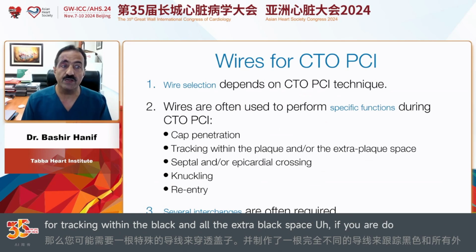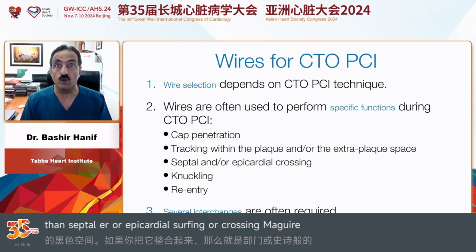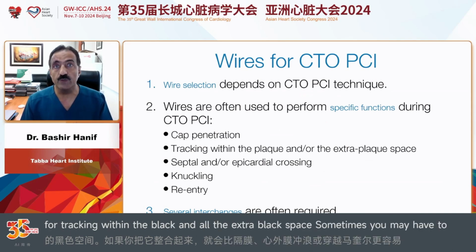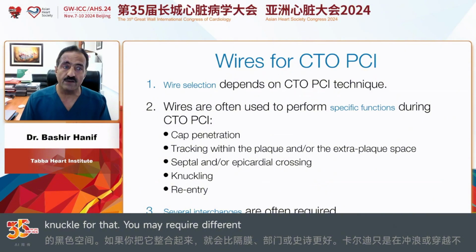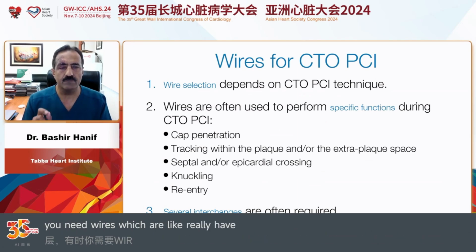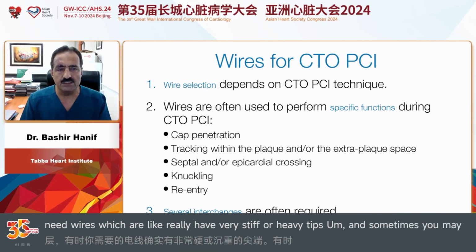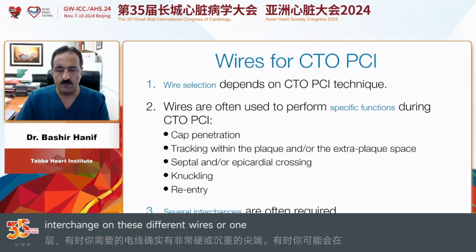If you are doing retrograde, then septal or epicardial surfing or crossing may require different wires. Sometimes you may have to do a knuckle, and for that you may require a different wire. And obviously, for re-entry, sometimes you need wires which have very stiff or heavy tips. Sometimes you may interchange these different wires during the procedure.